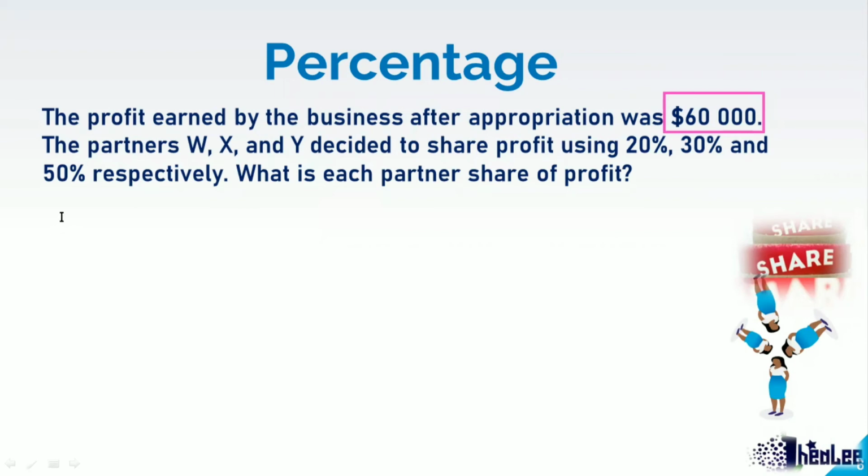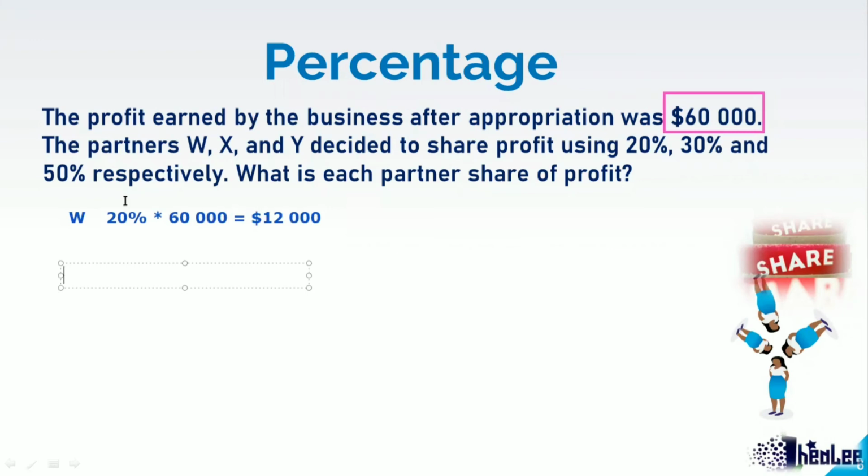So here we go in our calculation, and I'll begin with W. W is to get 20%. So that's 20% times the profit of 60,000, and that gives a value of $12,000 for the profit that W would receive out of that 60,000. So that is W. Simple.